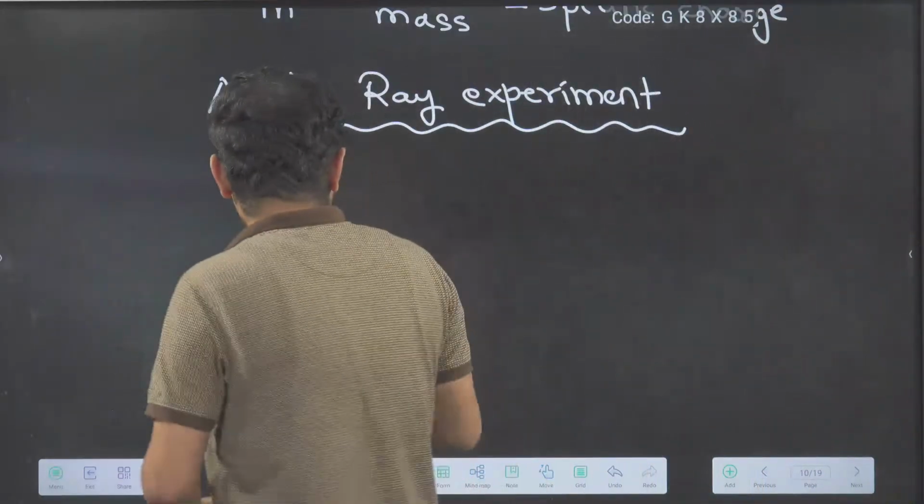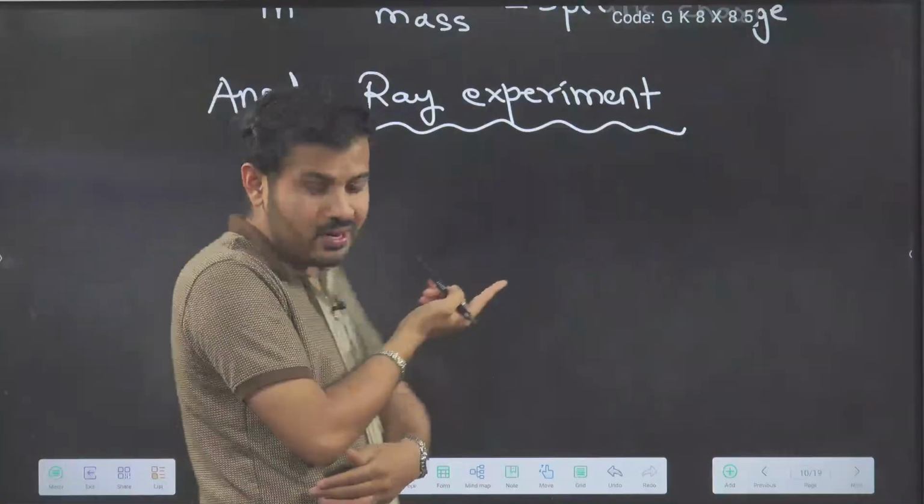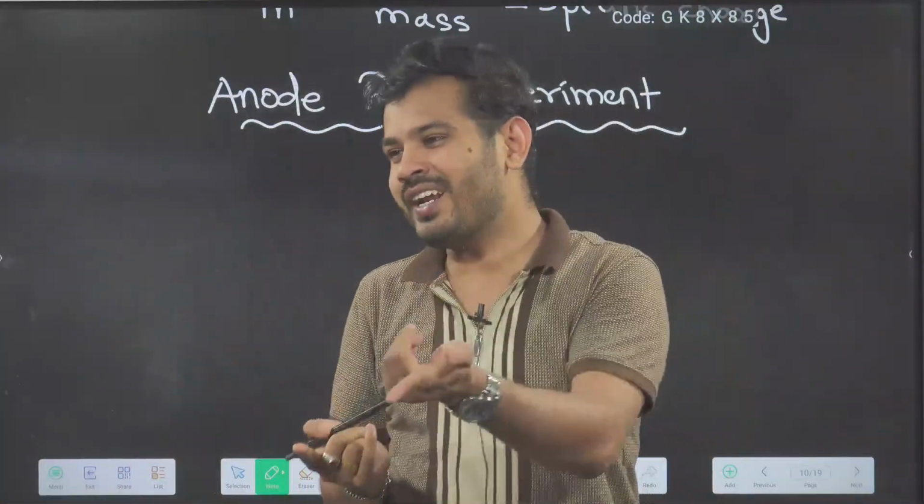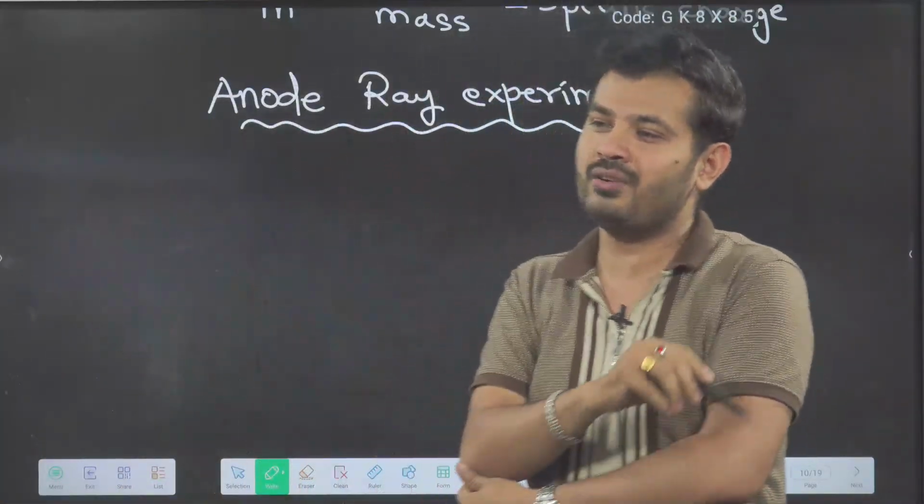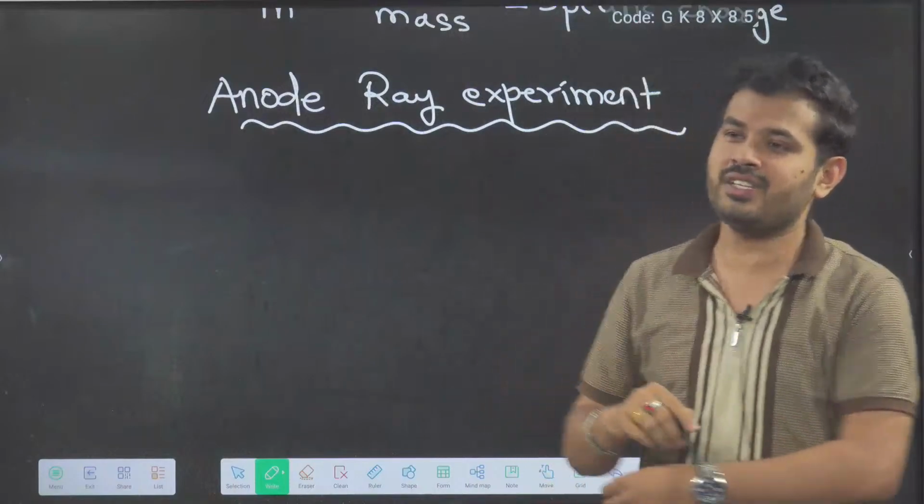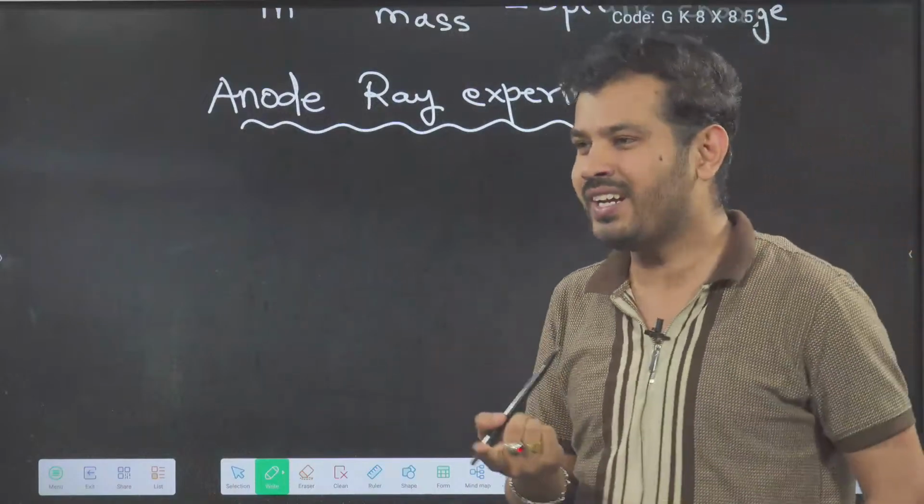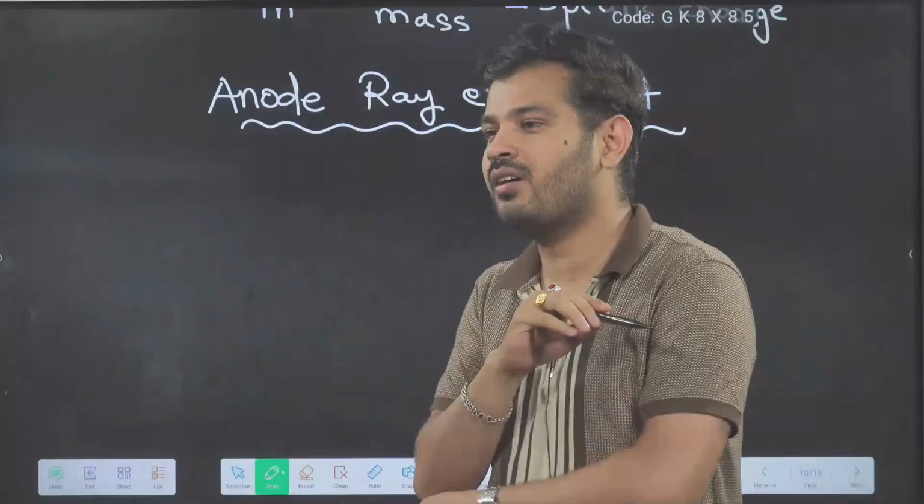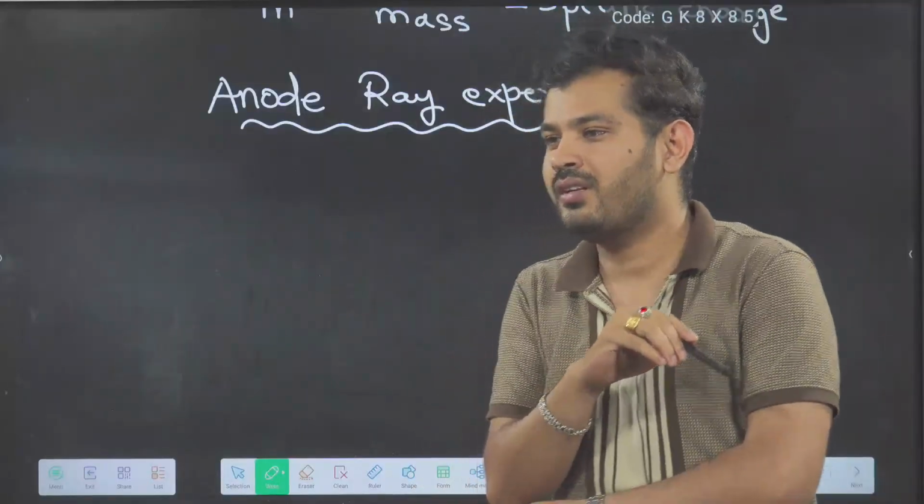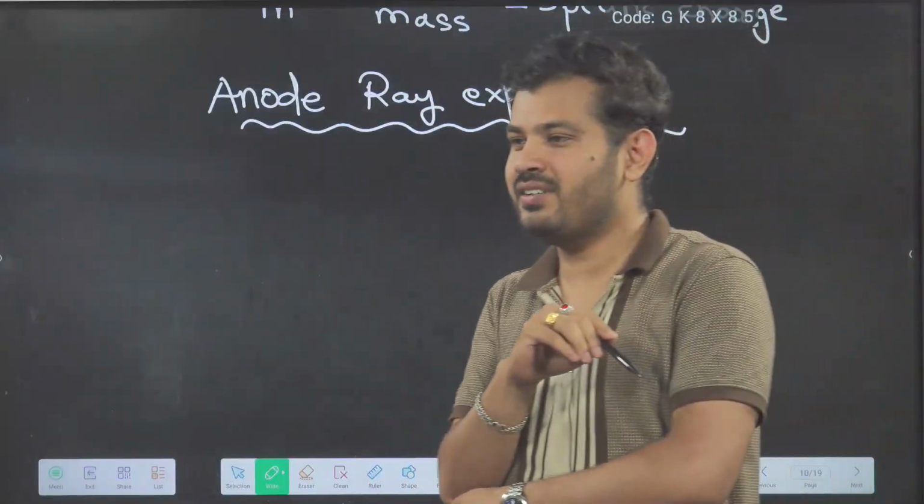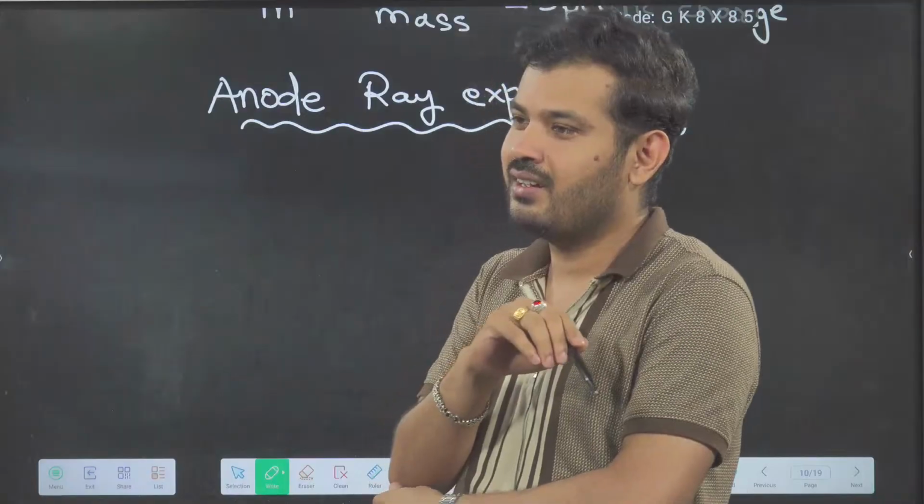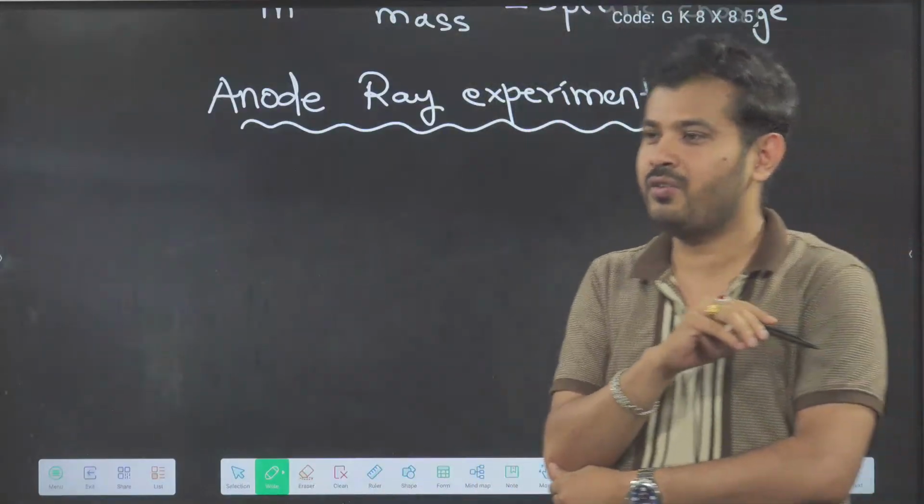Very good. Now in the anode ray experiment we will do the same thing, but the difference is that in the cathode ray experiment we made the hole in the anode. In the anode ray experiment we will just do the reverse. Where will we have the hole? Yes, correct, Ajay Verma. It is on the cathode that we are going to make the hole.